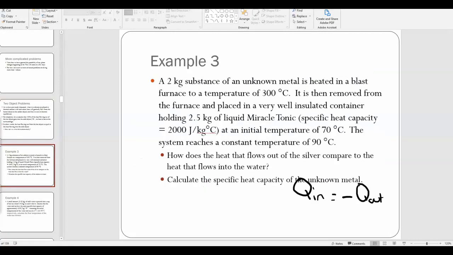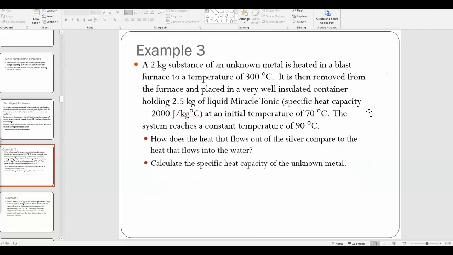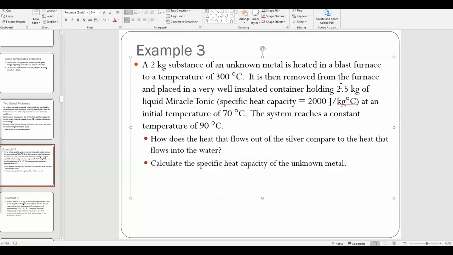All right, so example 3. Example 3 says a 2 kilogram substance of an unknown metal is heated in a blast furnace to a temperature of 300 degrees Celsius. It is then removed from the furnace and placed in a very well insulated container holding 2.5 kilograms of liquid miracle tonic. And this liquid miracle tonic has a specific heat capacity of about 2000. And the miracle tonic has an initial temperature of 70 degrees Celsius. It says in the problem the system reaches a constant temperature of 90 degrees Celsius.